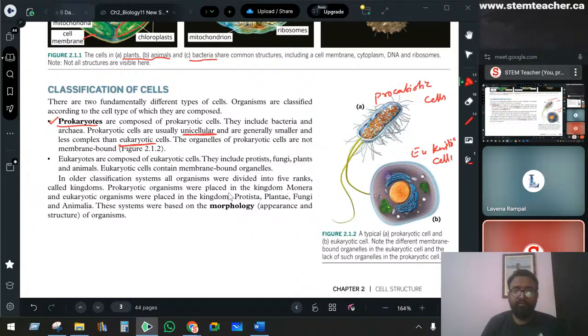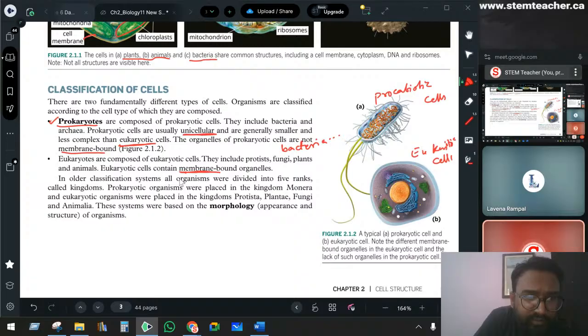Okay. So here there is no cell membrane. So mostly it is just like bacteria. Okay. Bacteria kinds of things are the examples for the prokaryotic. Eukaryotics are cells with a cell membrane. Okay. So this is the most important thing.